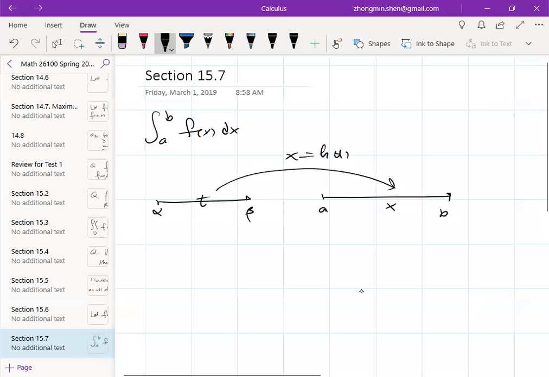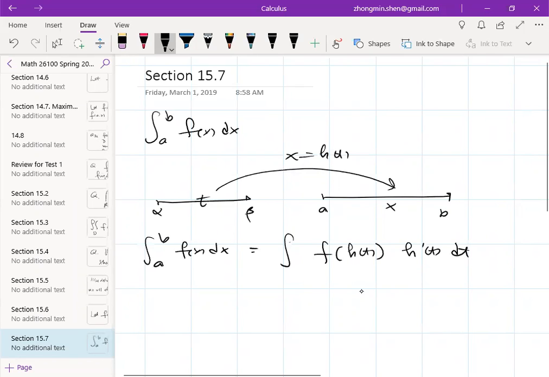When the derivative is negative, you have to switch: beta goes to A, alpha goes to B. So I did not say h of alpha equals A. h of alpha could be B. So this integral can become f of h of t here, and then h prime t dt.